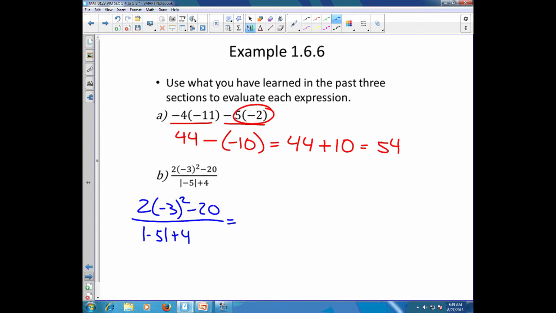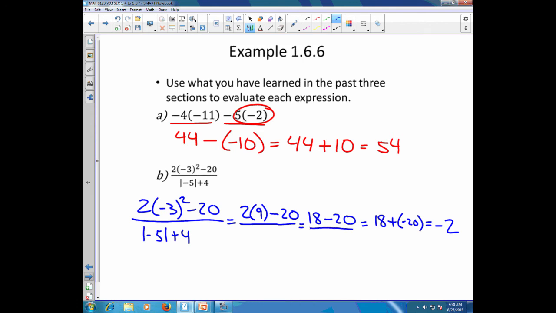So in the numerator, negative 3 squared, well, that's negative 3 times negative 3, and that will give you positive 9. Nine times 2 is 18. And now we have 18 minus 20. We can rewrite that as 18 plus negative 20. Because they have opposite signs, we subtract the numbers. 20 minus 18 is 2. And we keep the sign of the one with the biggest absolute value, and so that's negative 2.